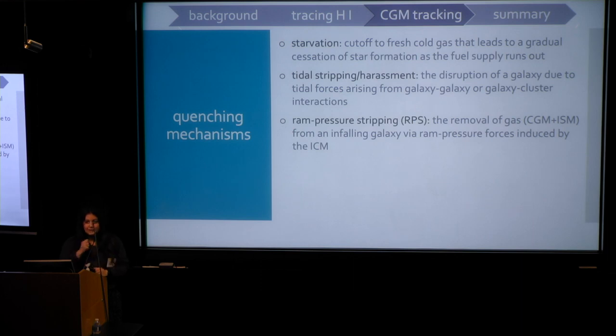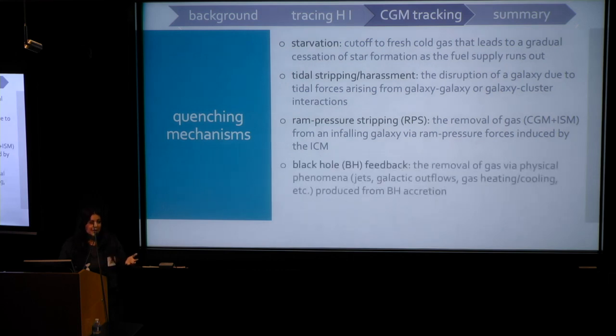So I like to think of a dandelion. If you blow on a dandelion, you're applying a ram pressure force that's pulling those seeds away from it. In the same way, as a galaxy moves through the intracluster medium, that gas is pulled away by the ram pressure force of the ICM. There's also black hole feedback, which is a very general term which refers to different physical phenomena that can contribute to quenching in a galaxy.